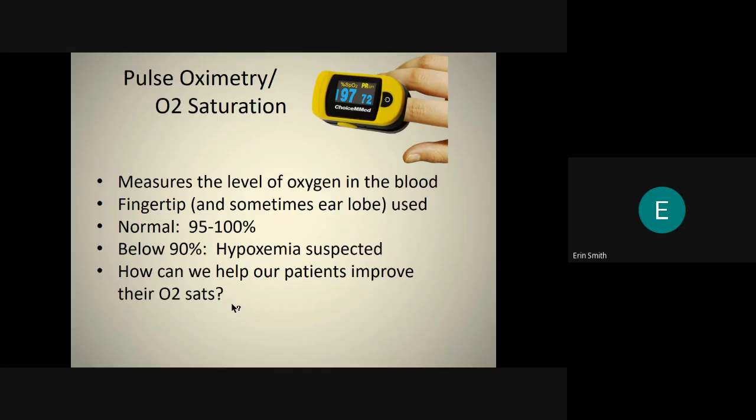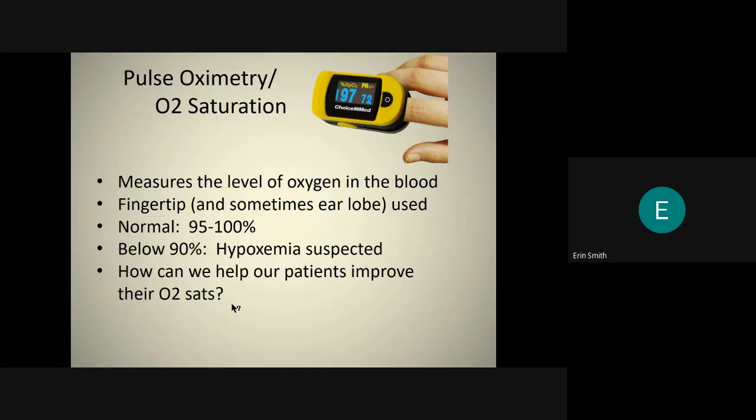So anytime we do see a patient fall below 90, that's considered hypoxemia. So what do you think hypoxemia means? I think I've kind of already explained it, but if you break down that word, hypo means drop or decrease. Ox means oxygen. And then emia means blood. So knowing the roots of that word will help you remember what that actually means.